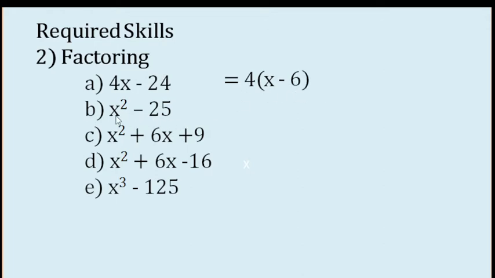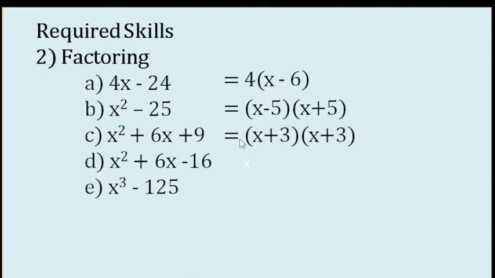The second type of factoring here is the difference of two squares. So x squared, the first square, and then minus 25, this is the second square. So we only have x minus 5, x plus 5 as our factors. The third type here is the perfect square trinomial. The square root of x squared is x, the square root of 9 is 3, so it's only x plus 3, x plus 3.